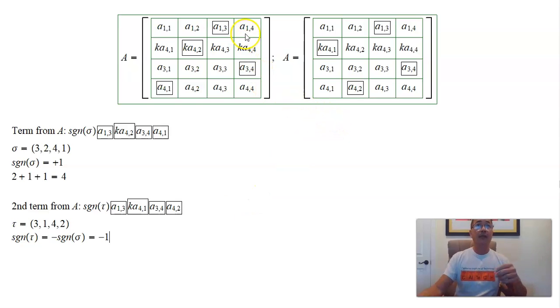So of course, this is true in general. Pick any term from A. You can find a matching term also from A that will cancel to get you 0. All the pairs add up to 0. You get 0 for the determinant.